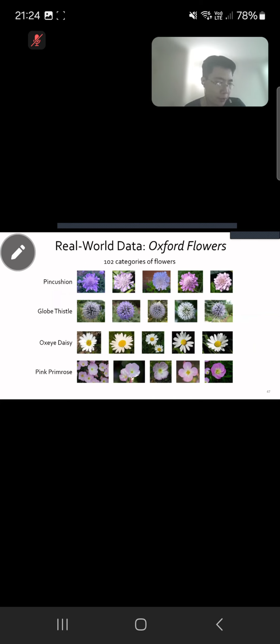Besides the toy dataset, we also evaluate our method on real-world data. For example, the Oxford flower dataset, which contains over 100 categories of flowers. And these are the dataset-level concepts generated by our explainer. We can see that similarly, it can also successfully discover different concepts. For example, this is the concept of green leaves and weeds, and this is the concept of purple petal.